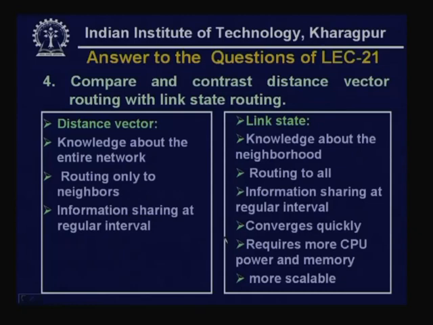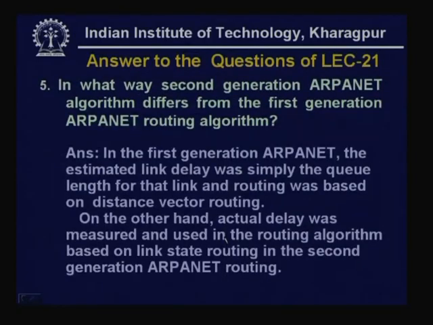Fourth question was, compare and contrast distance vector routing with link state routing. Answer is, distance vector routing uses the knowledge about the entire network, routing only to neighbors, information sharing at regular intervals. On the other hand, link state routing has knowledge about the neighborhood, routing to all, information sharing at regular intervals. It converges quickly, requires more CPU power and memory, and is more scalable.